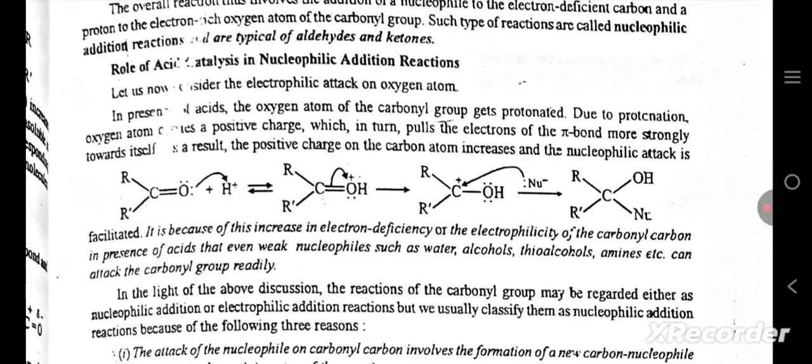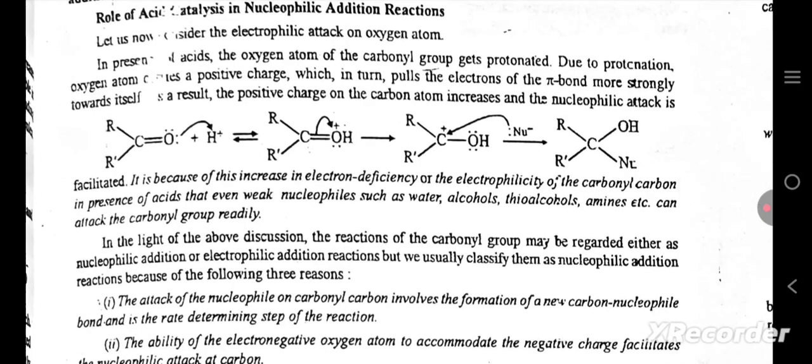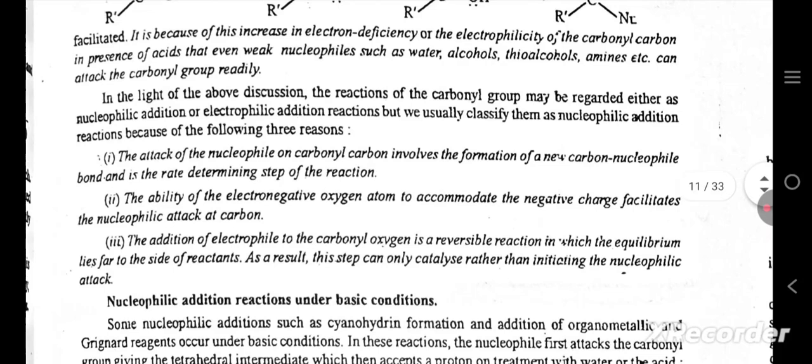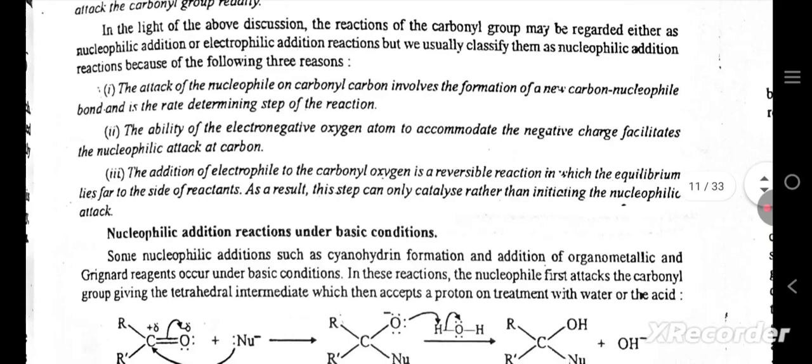Role of acid catalysis in nucleophilic addition reactions. Let us now consider the electrophilic attack on the oxygen atom. In the presence of acids, the oxygen atom of the carbonyl group gets protonated. Due to protonation, the oxygen atom acquires a positive charge, which in turn pulls the electrons of the pi bond more strongly towards itself. As a result, the positive charge on the carbon atom increases and the nucleophilic attack is facilitated. It is because of this increase in electron deficiency, or the electrophilicity, of the carbonyl carbon in the presence of acid that even weak nucleophiles such as water, alcohols, thioalcohols, amines, etc. can attack the carbonyl group readily.